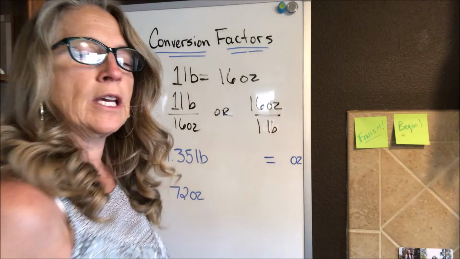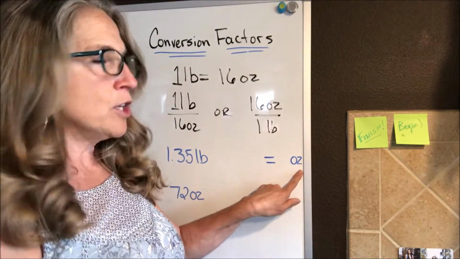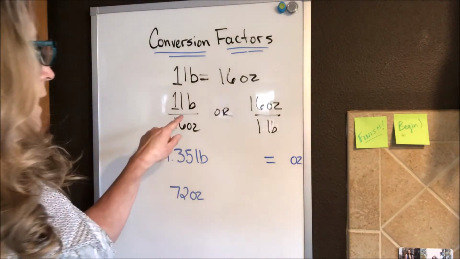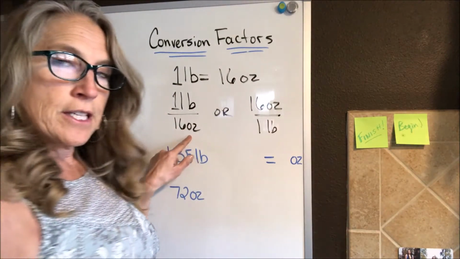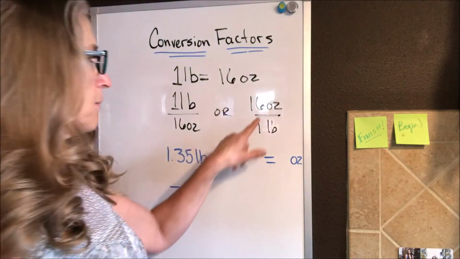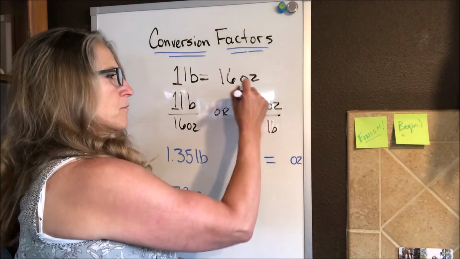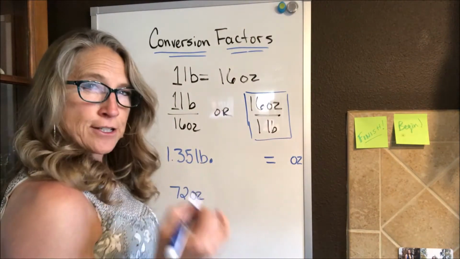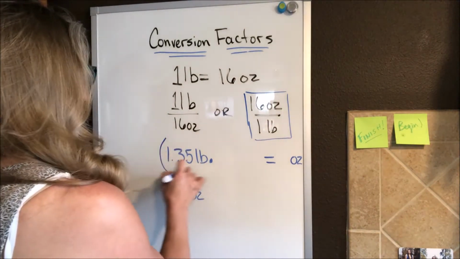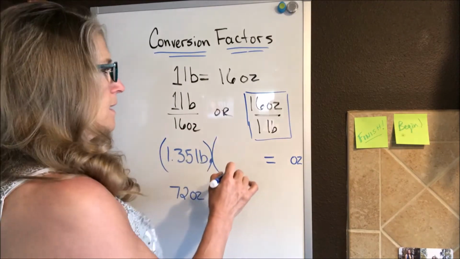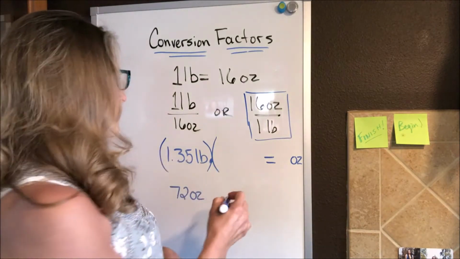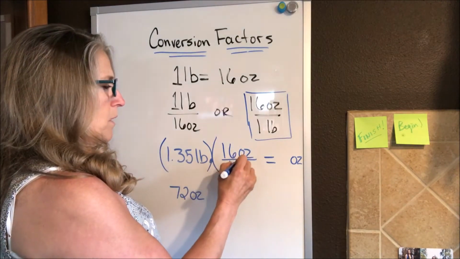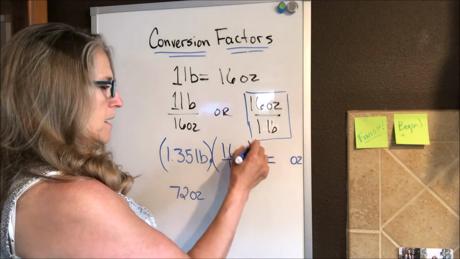So remember, I'm looking for ounces in the numerator of my conversion factor. Ounces is in my denominator for this one, so that's not the one I'm going to use. I'm going to have to use this one right here as my conversion factor. I'm going to multiply again because it's a factor. I'll put parentheses around this to make it nice and clean so we can see what's going on. This is going to be 16 ounces, and this is going to be 1 pound.